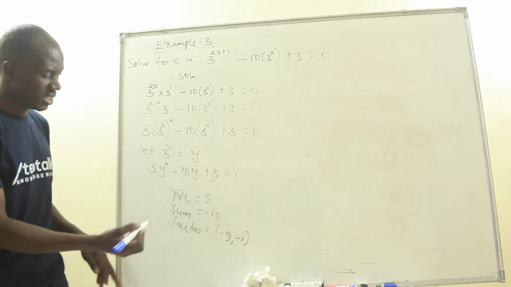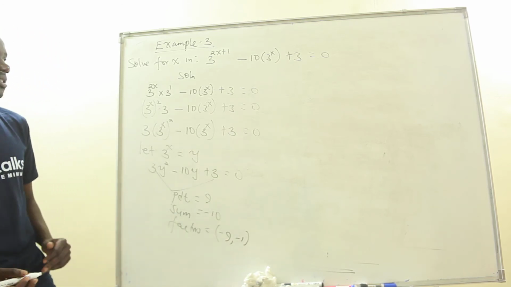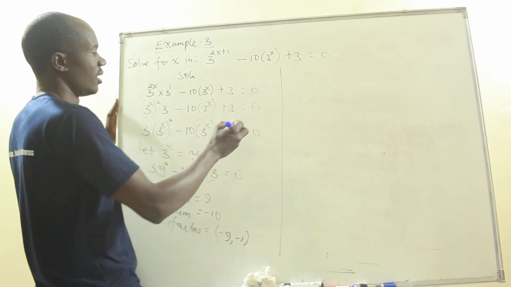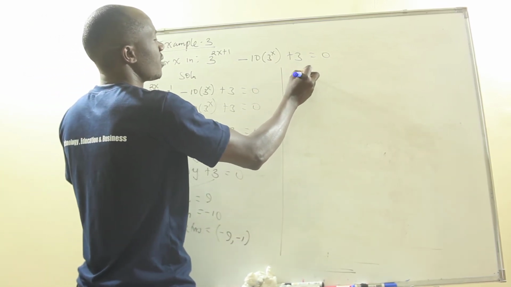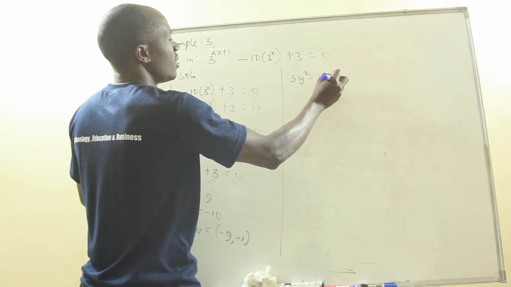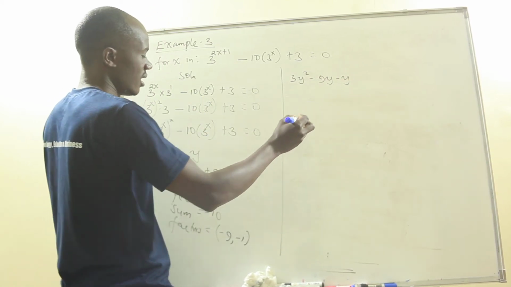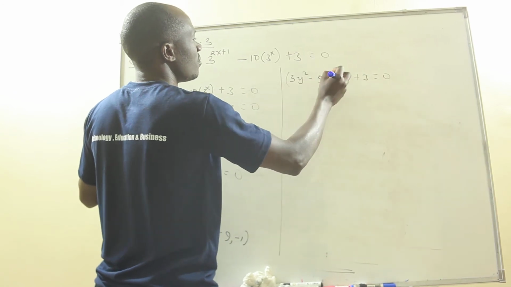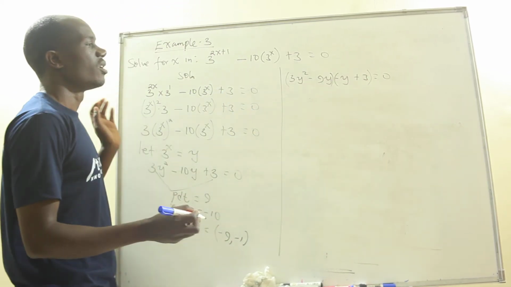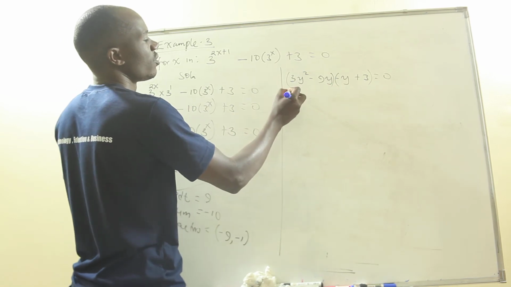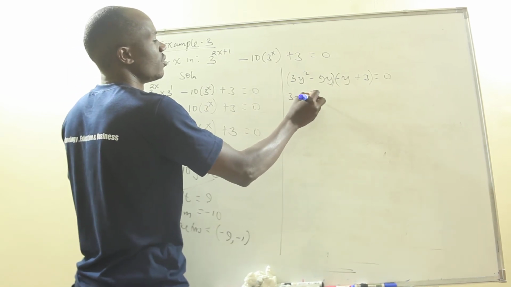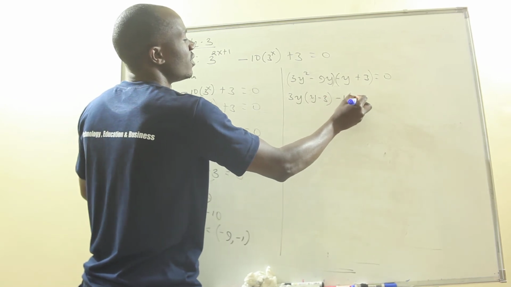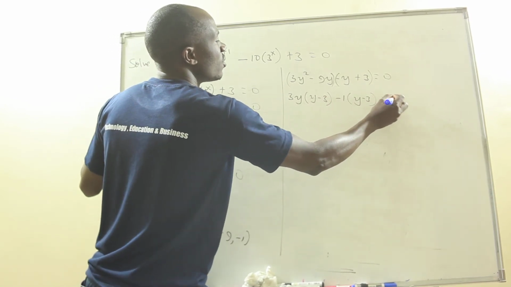So instead of this, we are going to put in those factors. So how does it move on? We are going to say this is 3y minus 9y minus y plus 3 equals 0. Two numbers in the brackets. So what is common here? What is common is 3y into (y minus 3). Again, what is common is negative 1 into (y minus 3) equals 0.